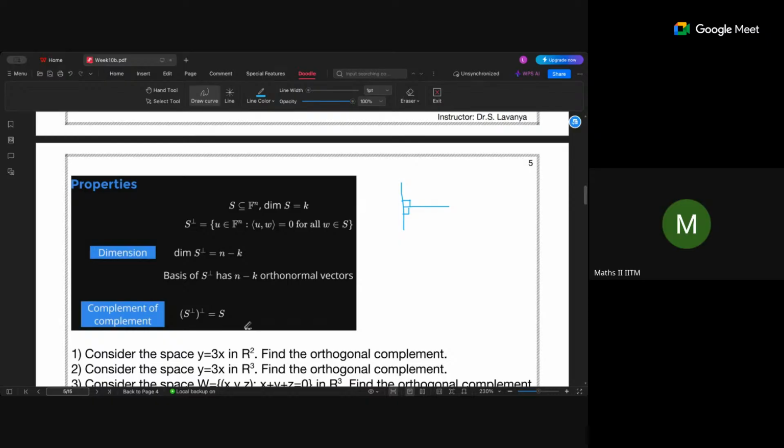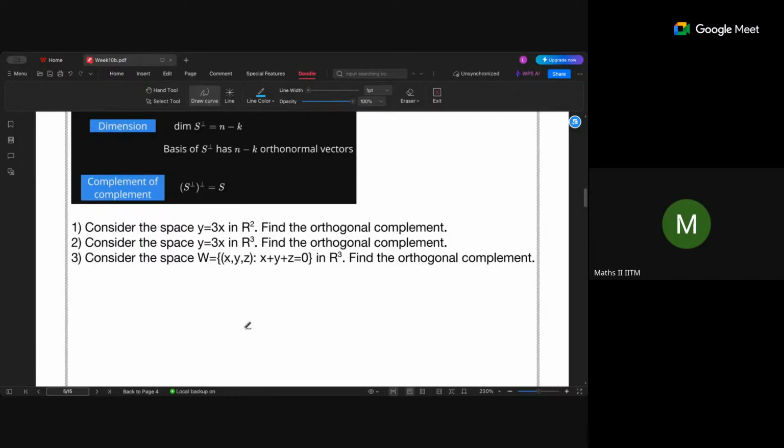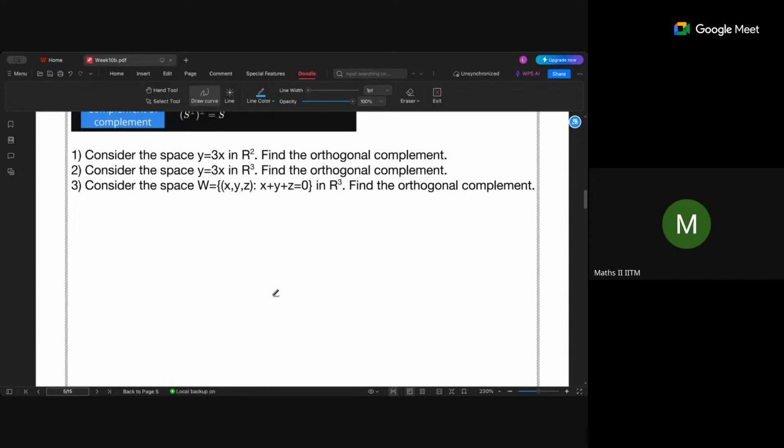Is this clear? Okay, so let's try out a few examples to see whether you really understood what the orthogonal complement is. Let's look at the first example here.